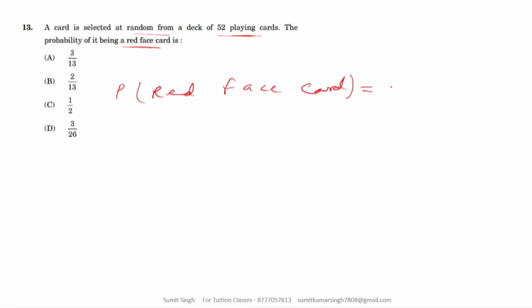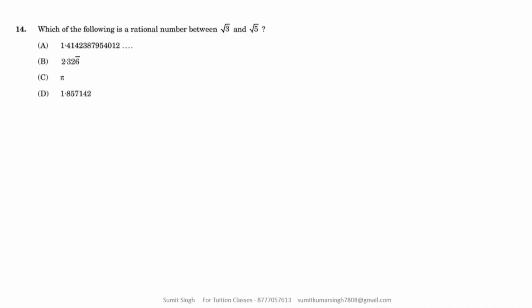The total red face cards will be 6 and the total number of cards will be 52. So 6 by 52 will be the answer, but we can further reduce it to the simplest form. So we will get 3 by 26, and 3 by 26 is the correct answer, option D.